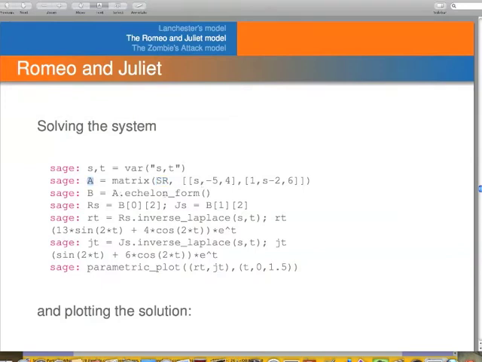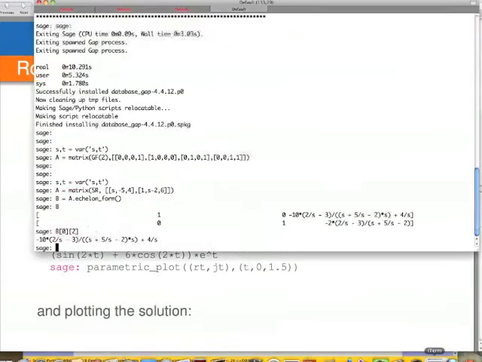That way, when you apply the echelon form method, it knows to keep its operations in this ring here. Now, if you do echelon form, I'll just show you using the Sage command line here.